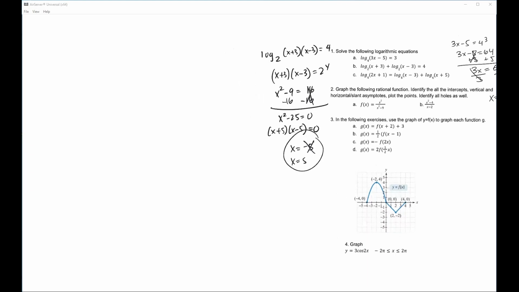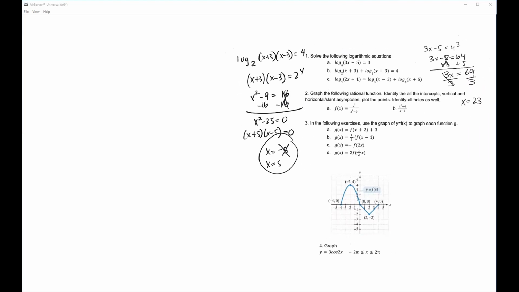All right. Letter C. Notice that first of all, you want to multiply them first. Because a lot of people could just drop the log. But I wouldn't drop the log here because remember, adding means multiplying. So before dropping the log, I would put log base 4 of 2x plus 1 equals log base 4 of x minus 3 times x plus 5. Oops, sorry, it's log base 4, my bad. So then now you can get rid of the logs, right? Because 2x plus 1 is equal to x minus 3 times x plus 5.